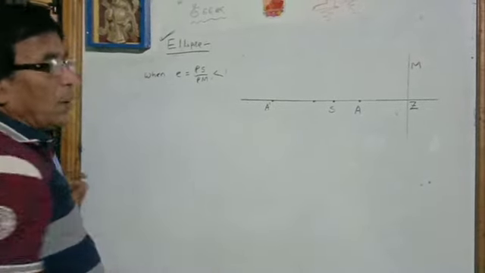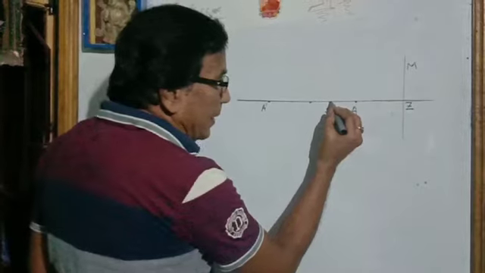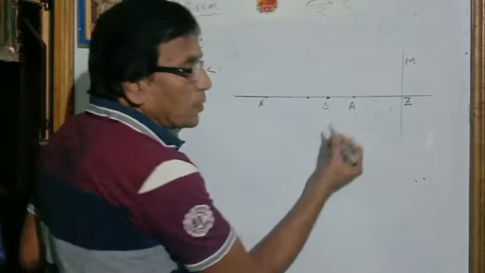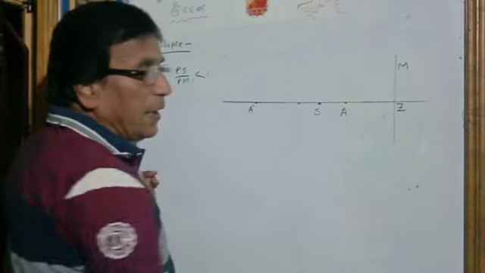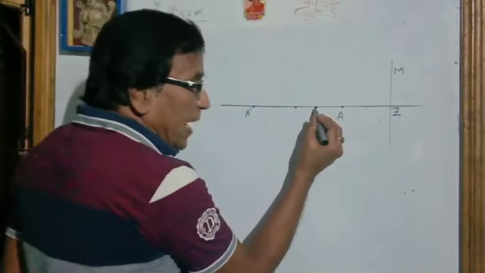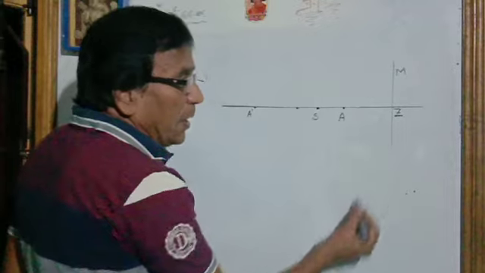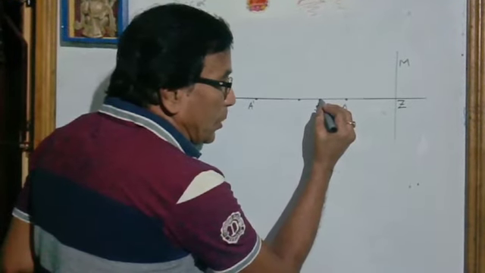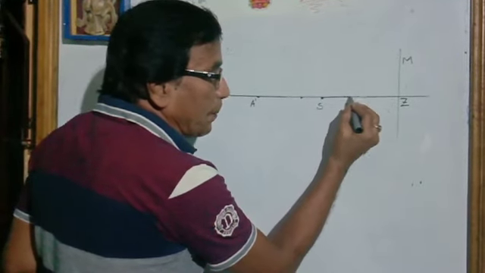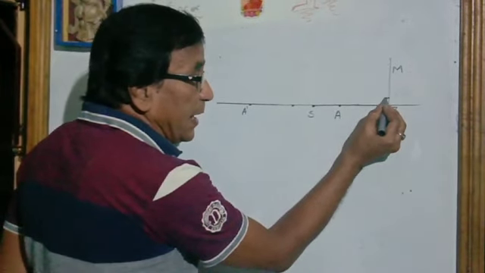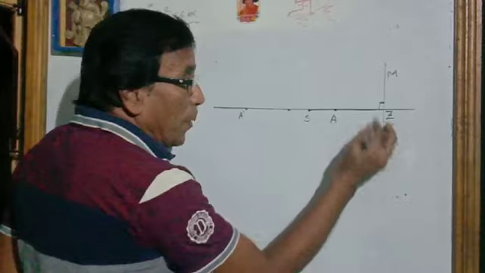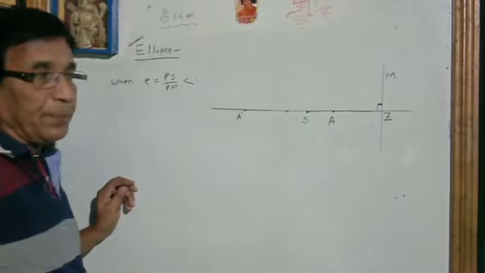So for that, we have to take that let S be the focus and ZM be the directrix. So we will draw a perpendicular SZ upon the directrix ZM.